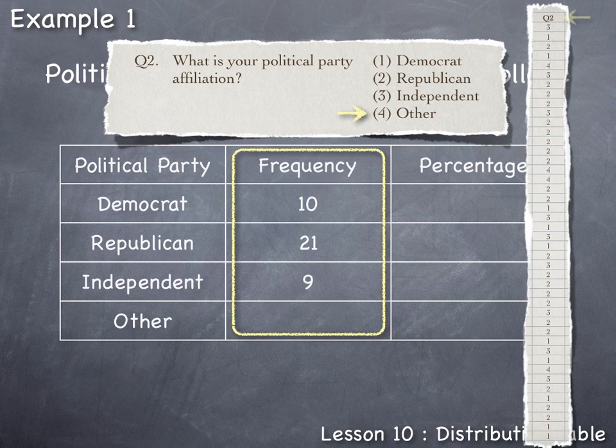Finally, code number 4 denotes students who identify themselves as an other. So counting the 4's, we get 1, 2, 3, 4. 4 students identify themselves as being other. Therefore, the frequency of others in this sample was 4.